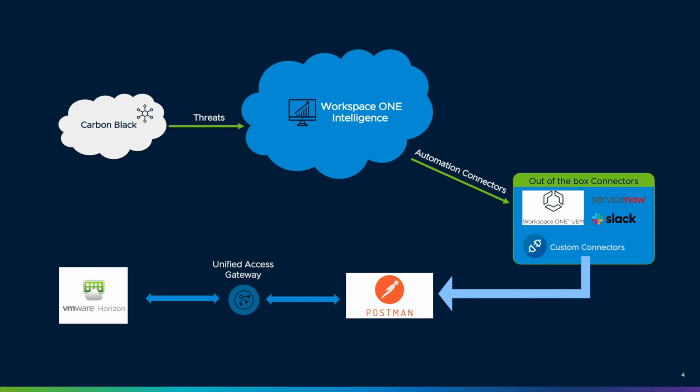With this demo, I have a pre-configured WS1 Intelligence automation triggering a response against the Horizon environment based off of a detection of Carbon Black. So we have Carbon Black running on an endpoint device. It detects malware on that device, reports that information to WS1 Intelligence, and Intelligence in turn triggers an automated response against the Horizon environment. Let's go into the demo.